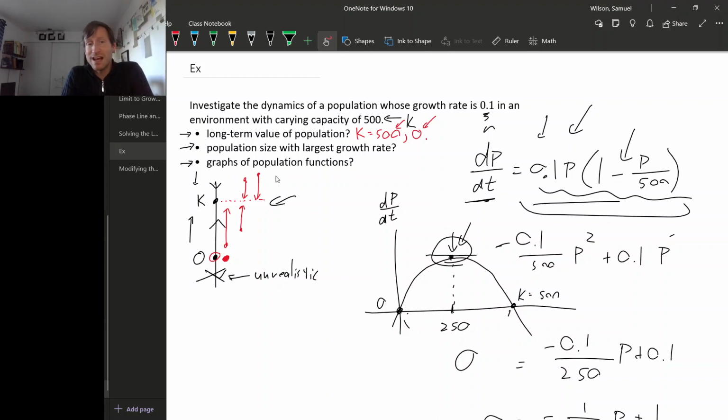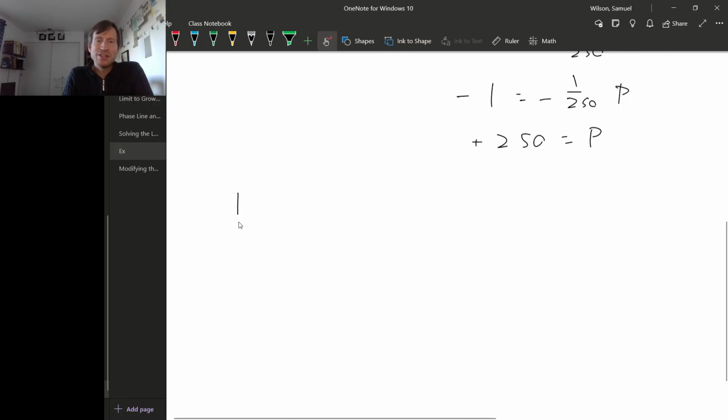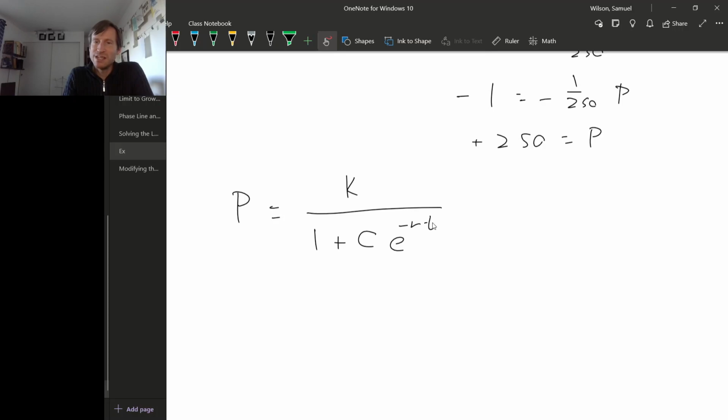Okay, to answer this last question, graphs for the solutions to this, we are actually going to have to solve this. But remember, we worked out a general solution to the logistic equation. And the general solution was, there are a couple different ways to write it. One way is the population is the carrying capacity over 1 plus some constant times e to the minus rt.